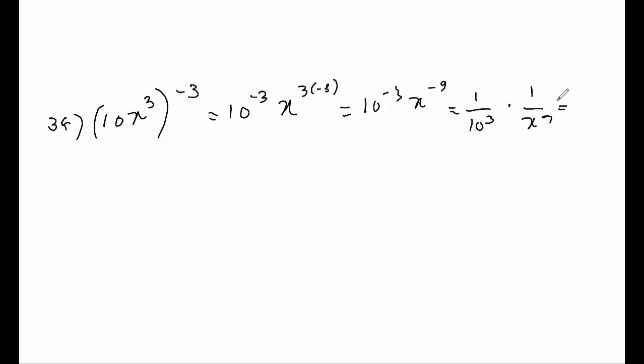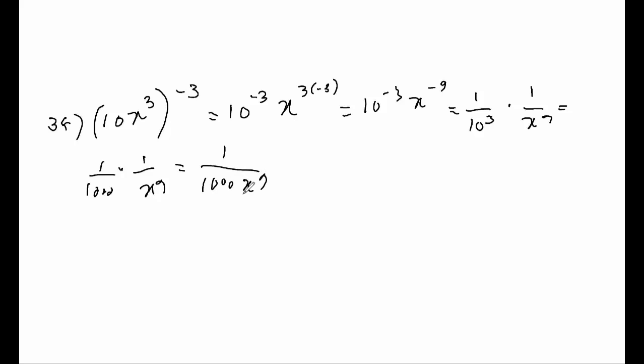And 10 to the 3rd, well, that's 1 over 1,000 times 1 over x to the 9. And then I'll just put it together and write 1 over 1,000 x to the 9.